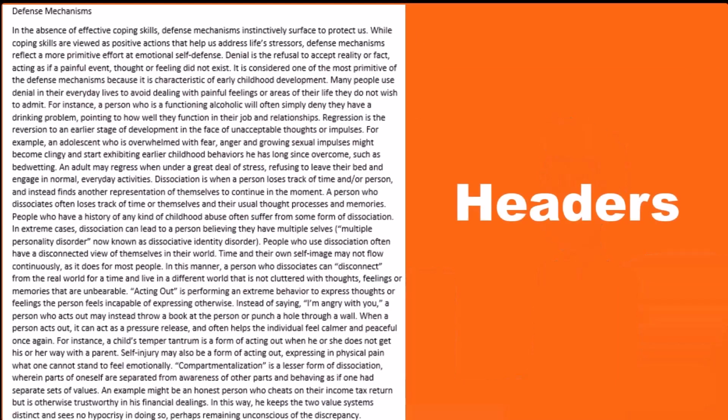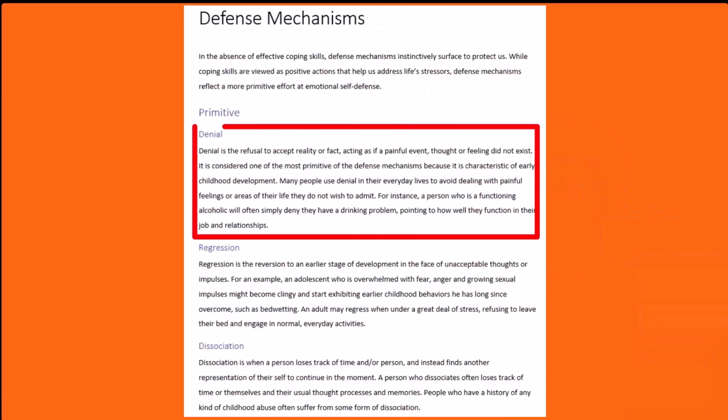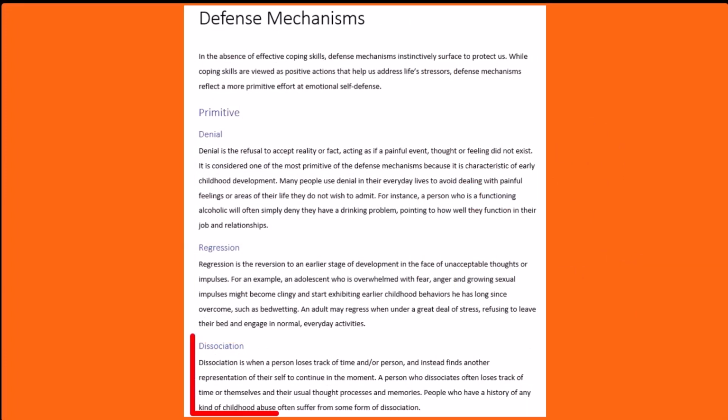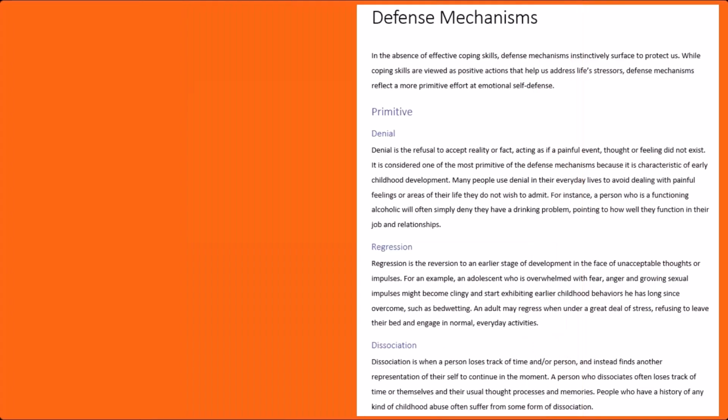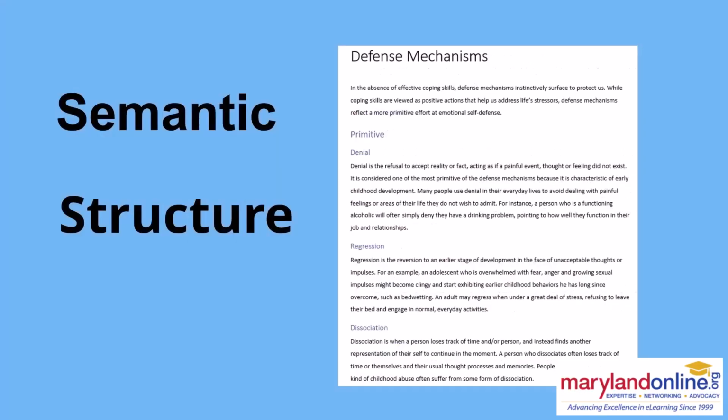What we need here are headers. See how they section different components of text in a meaningful way? Rather than one continuous flow of text, headers give the student context for different sections. We call this semantic structure.